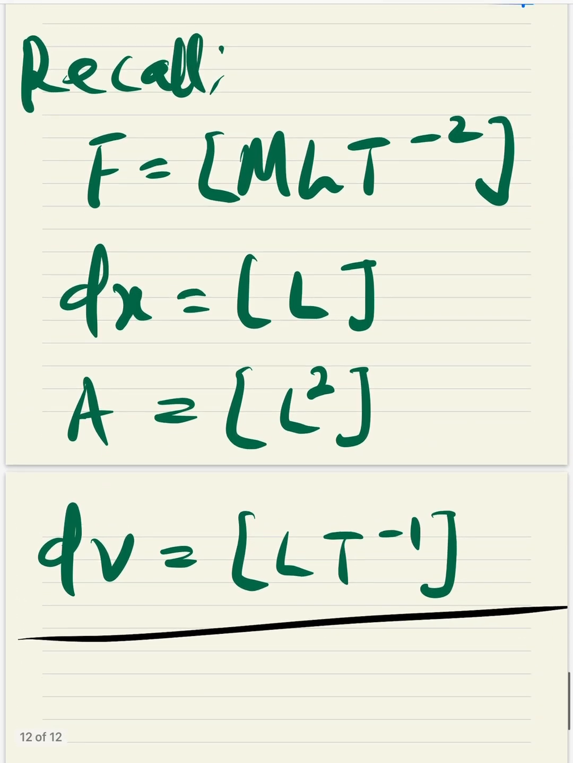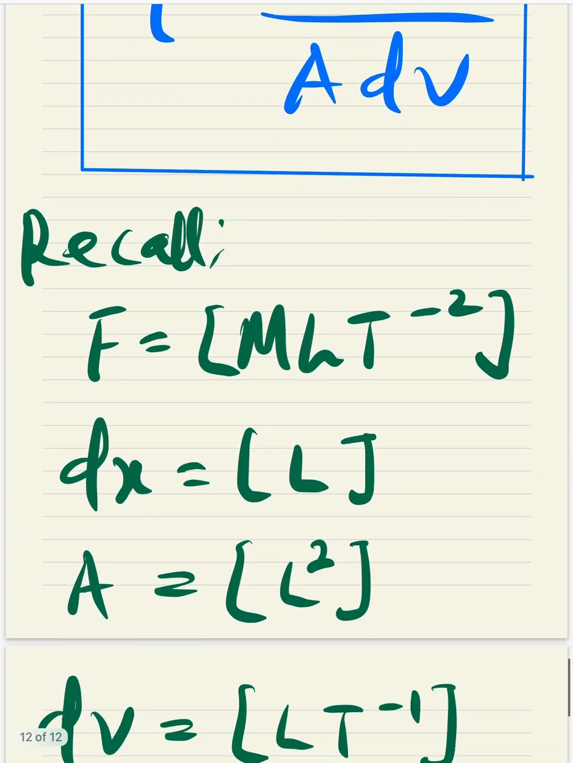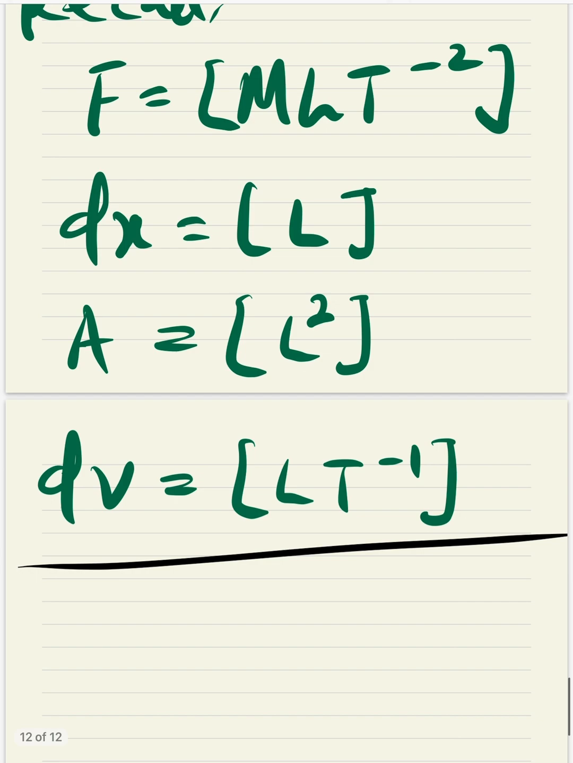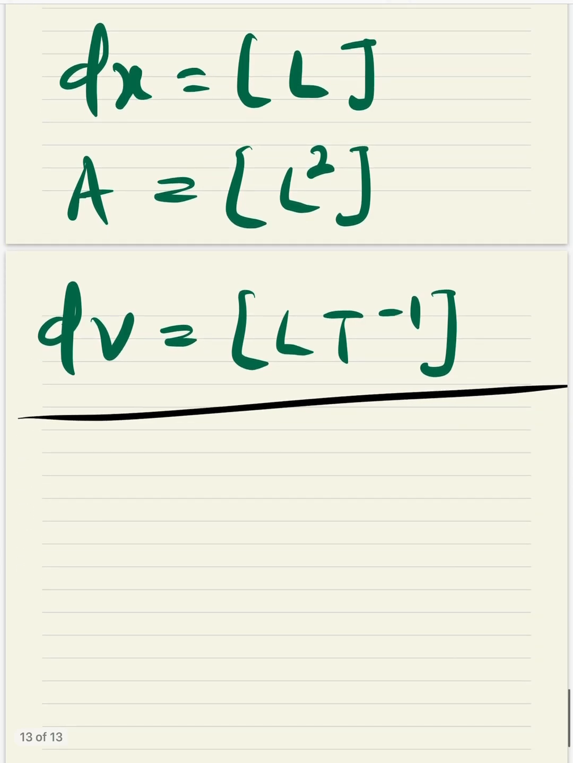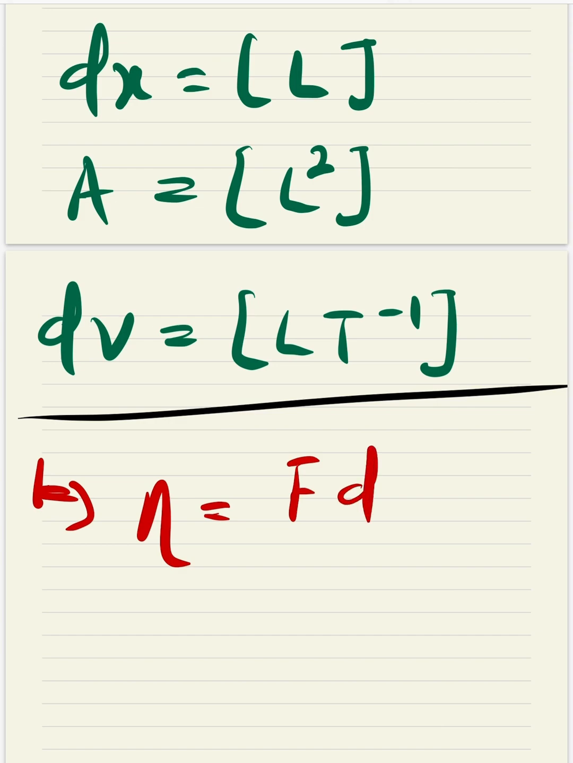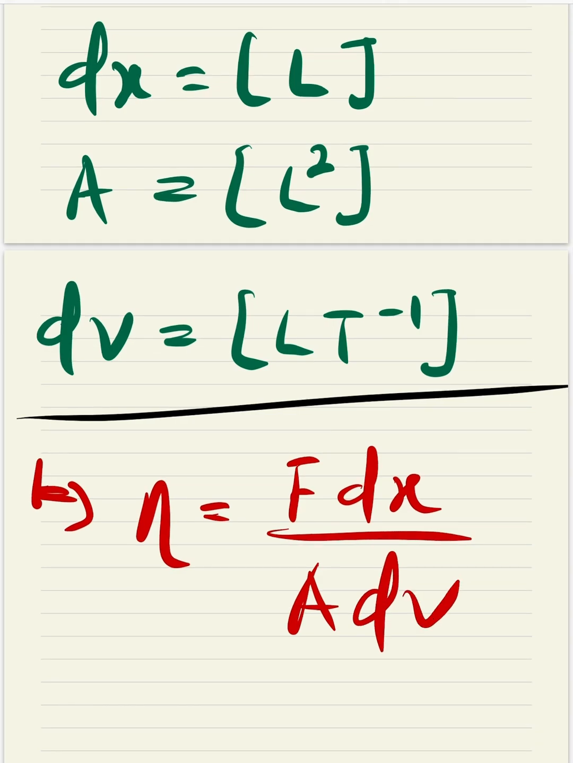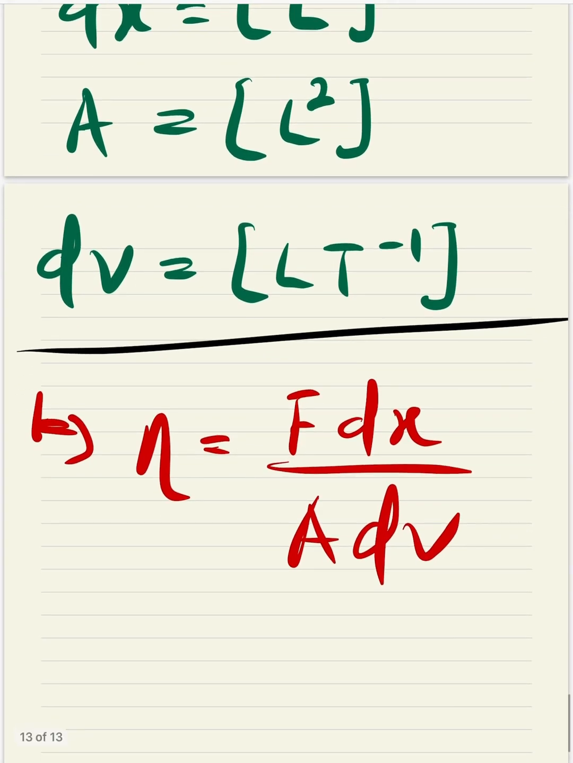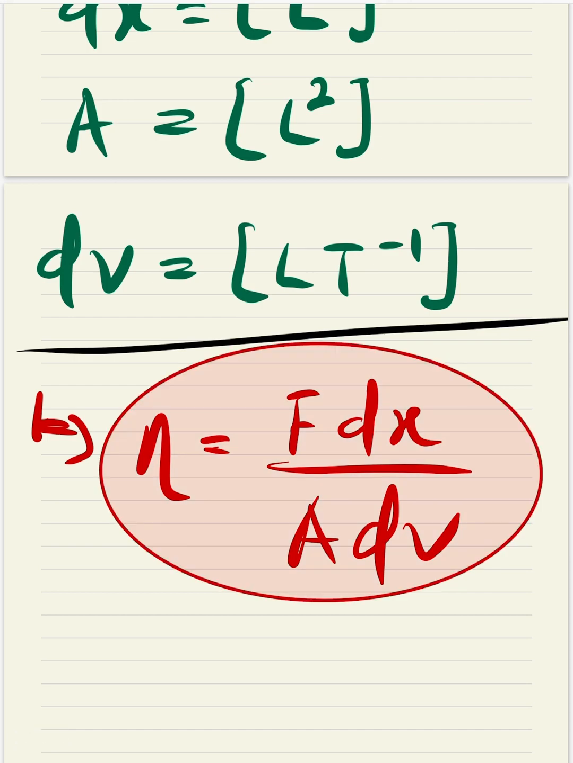So you just substitute all of this back into that formula. Then you do the needful. So if you recall again, let me write that formula for you. Eta is equal to F dx all over A dv. Yeah, it's supposed to look like this. So that is what the formula is supposed to look like, right?